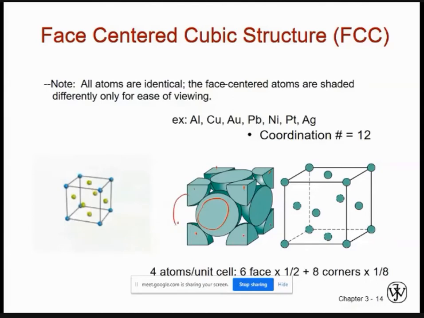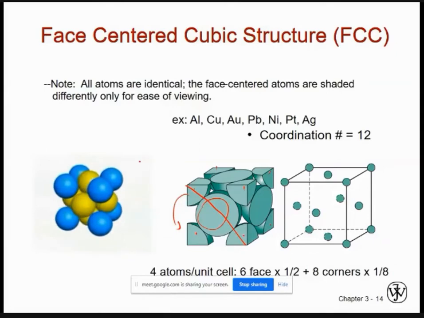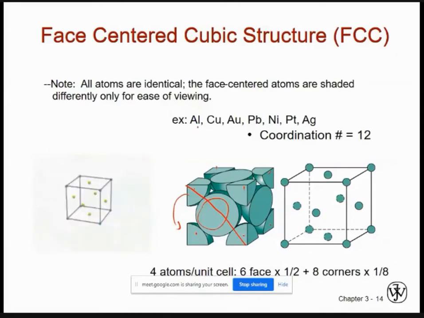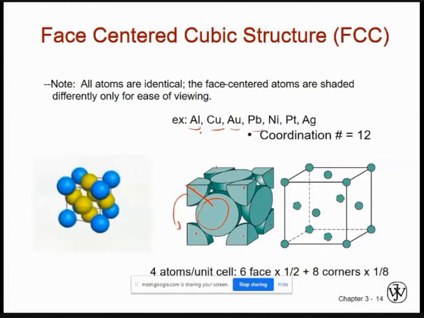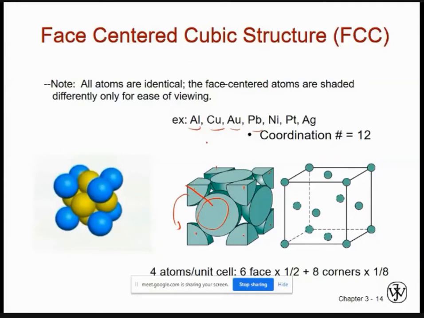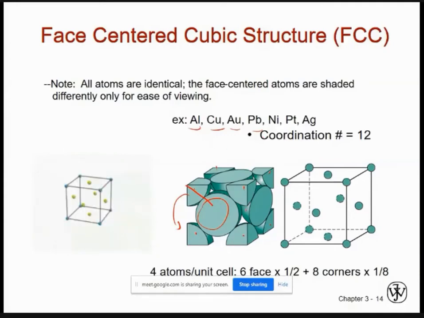These two don't touch each other, but they touch in this face diagonal. Aluminium, copper, gold, lead, nickel, and others have FCC crystal structures. Let's move on to calculate coordination number and atoms per unit cell.